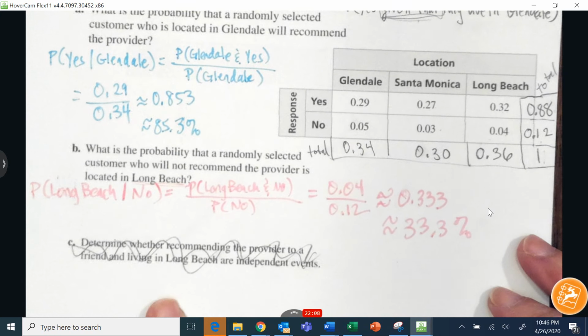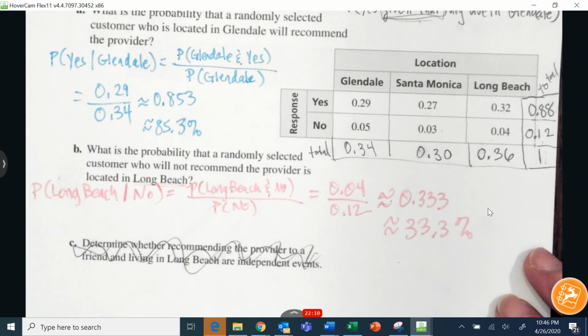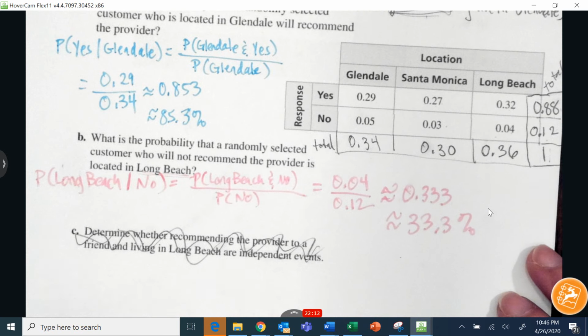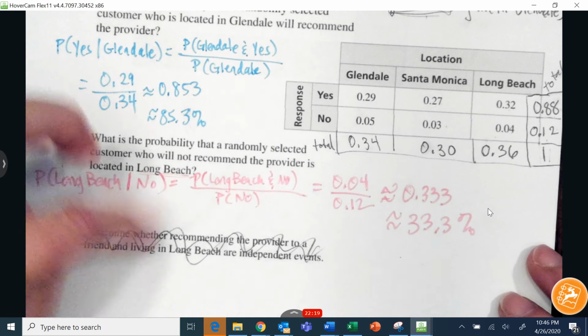Question C, I haven't gone over at all, and probably will not, just because of timing. We just can't cover everything since we're on this remote learning thing. So we're just going to skip that.